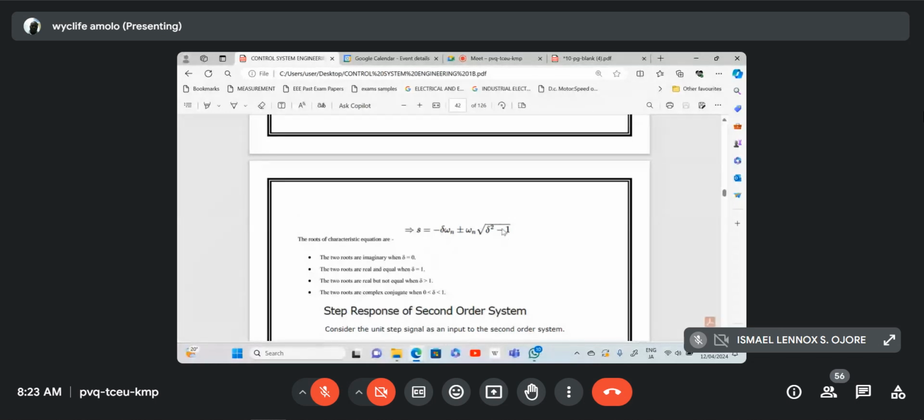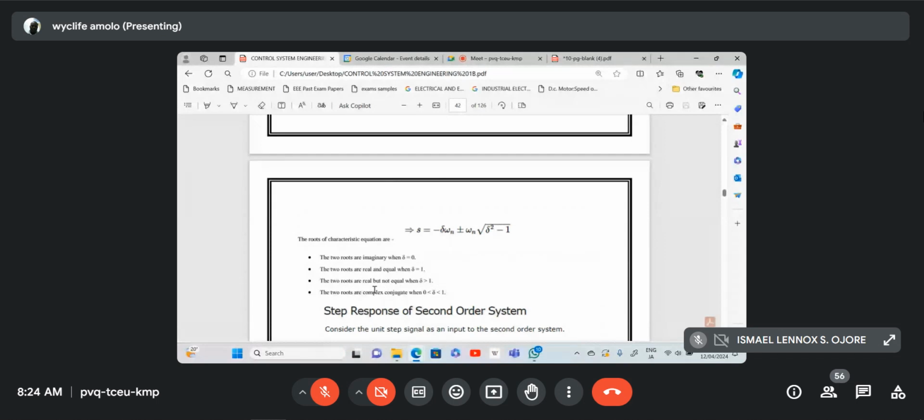real when del is equal to 1, this z is equal to 1. So all of this is going to be 0. So you have this other 2. Or when this is equal to 0, this will be done in quadratic equations. And it's allowed that the two roots are real but not equal when del is greater than 1.